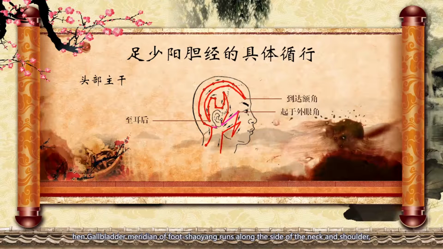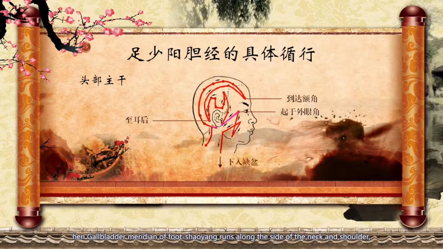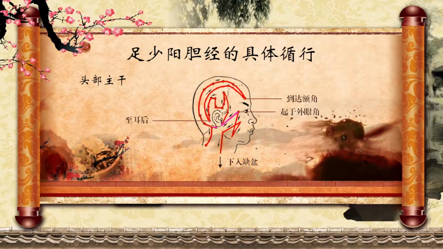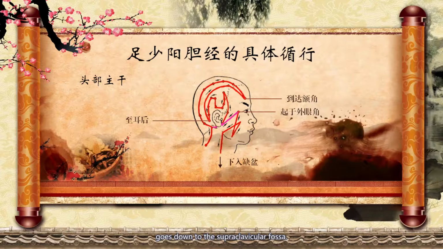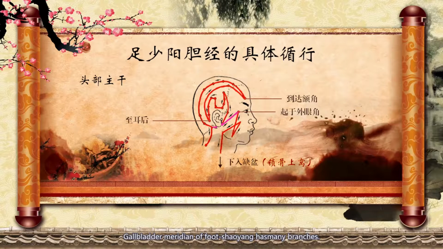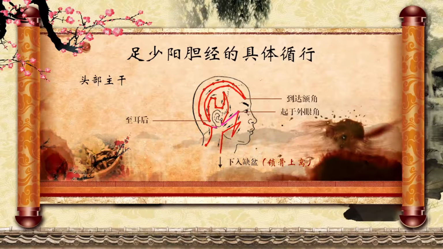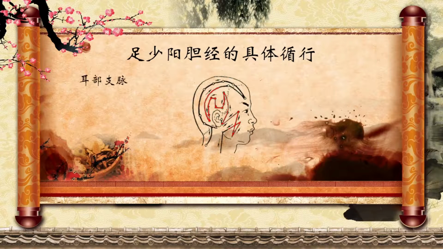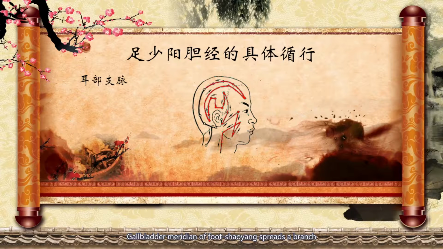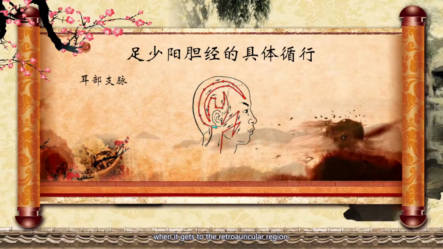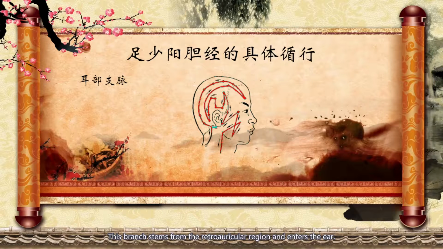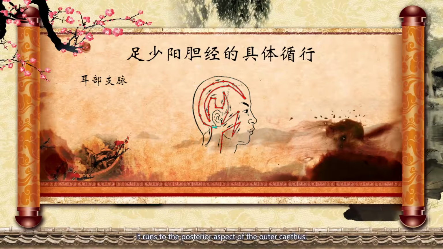The gallbladder meridian of foot Shaoyang runs along the side of neck and shoulder, goes down to the supravascular fossa. Gallbladder meridian of foot Shaoyang has many branches. First, the ear branch. Gallbladder meridian of foot Shaoyang spreads a branch when it gets to the vascular region. This branch stems from the vascular region and enters the ear. Emerging before the ear, it runs to the posterior aspect of the outer canals.